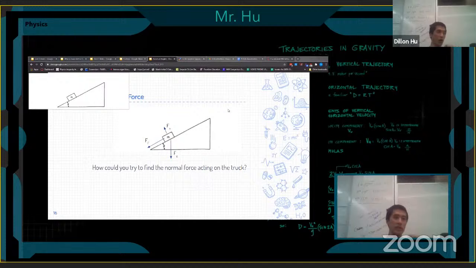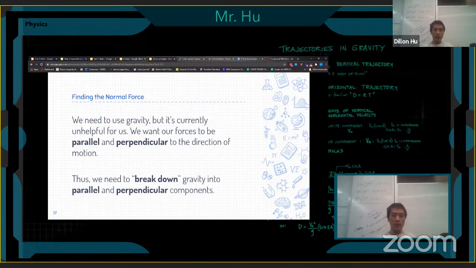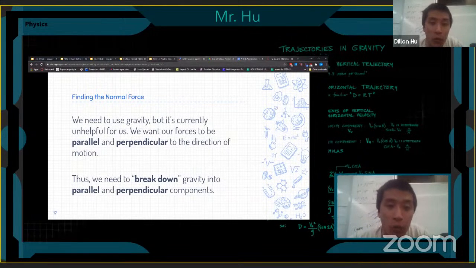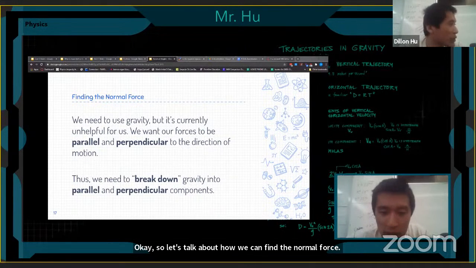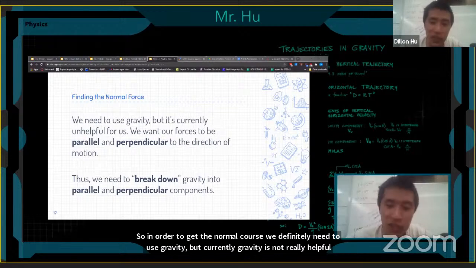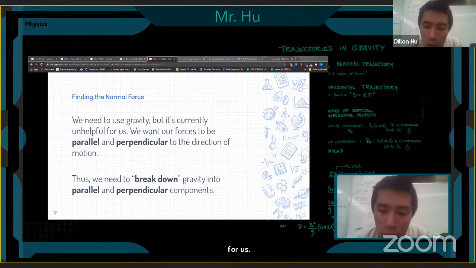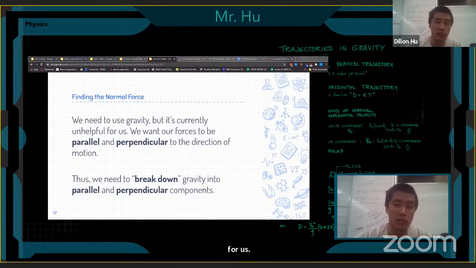Okay, so let's talk about how we can find the normal force. In order to figure out the normal force, we definitely need to use gravity, but currently gravity is not really helpful for us. In general, we want our forces to be parallel and perpendicular to the direction of motion. Gravity right now is not parallel or perpendicular. It's at an angle compared to our direction of motion.